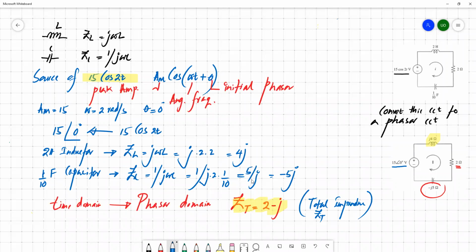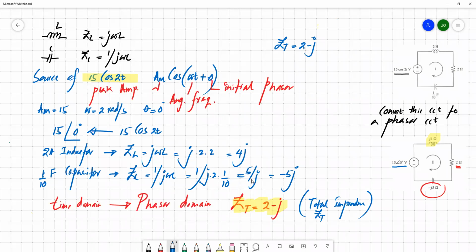These elements are connected in series, so you can just add these impedances together, but they are both real and imaginary. So we add the real components together and the imaginary components together. Then the total impedance would be 2 minus j. So we know the total impedance: 2 minus j.